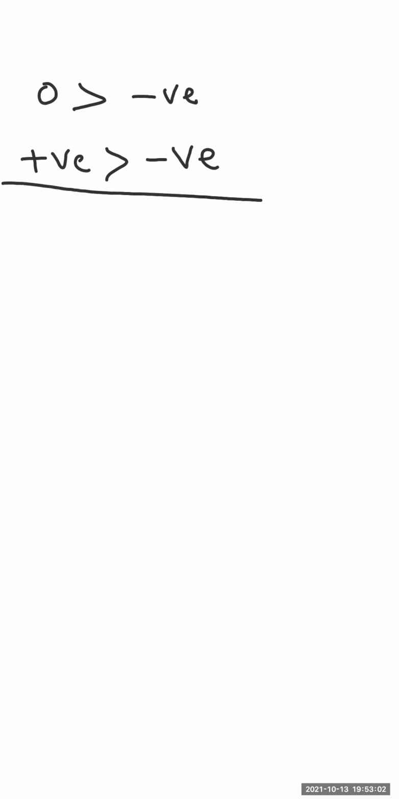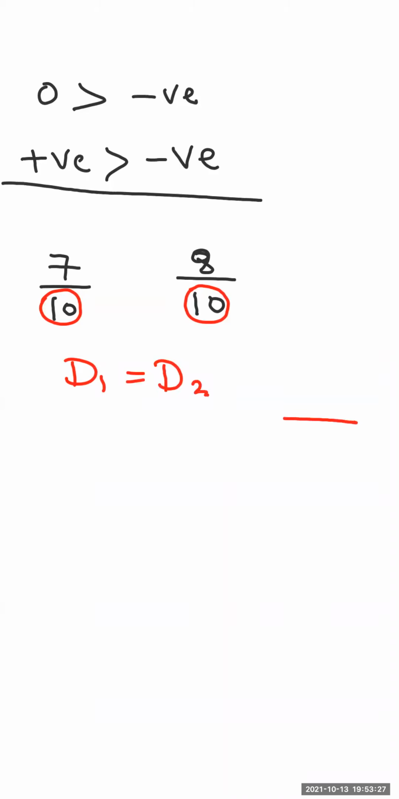Okay, so if there are two rational numbers like 7 over 10 and 8 over 10, in this case, if the two denominators are the same, the greater numerator is the greater number. So denominator 1 equals denominator 2. The number with the greater numerator will be the greatest. So 7 over 10 and 8 over 10. Which one is greater, 7 or 8? 8 over 10, of course, is the greater.